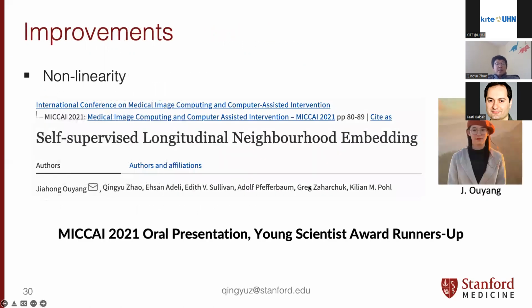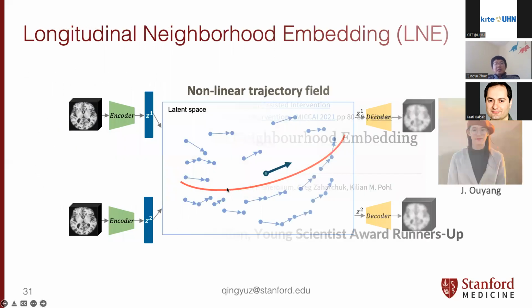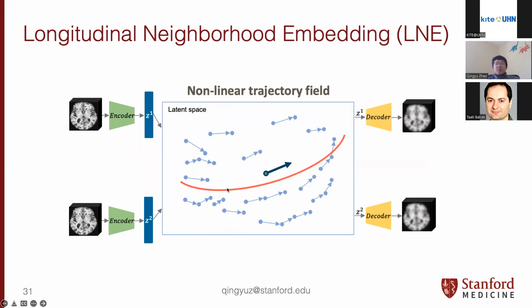Okay, so the first improvement in this paper, which was done by our student Jiahong Ouyang, was actually the Young Scientist Award runner-up at the MICCAI conference in 2021. The one observation she had was that in the original LSSL formulation, the aging direction is confined to be a linear direction. This is a really harsh constraint, considering the space of MRI data can be highly nonlinear, and many people have shown that. Her idea is that instead of confining it to be a linear direction, we just let it be a smooth trajectory field. As long as it's smooth, it can be either linear or nonlinear.